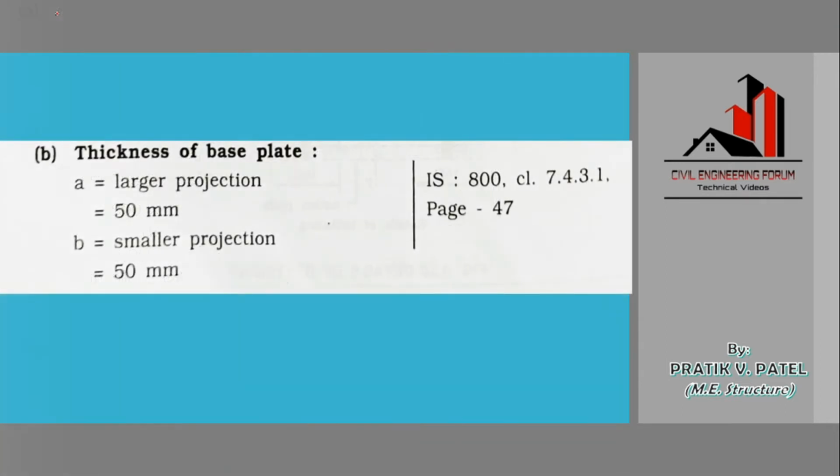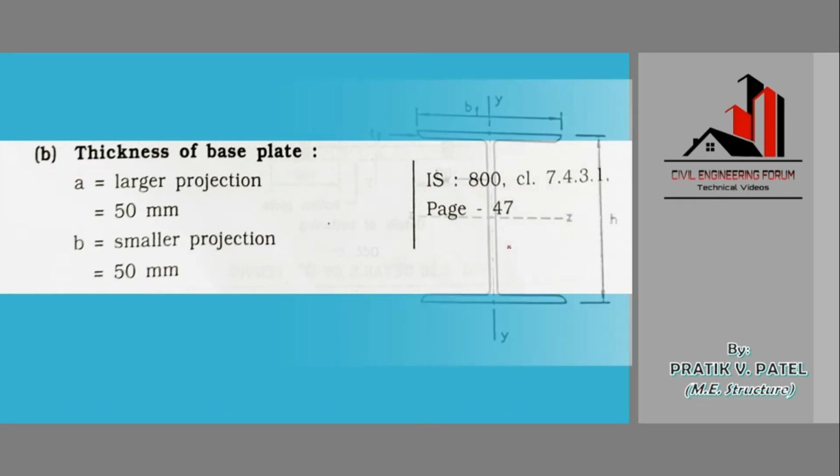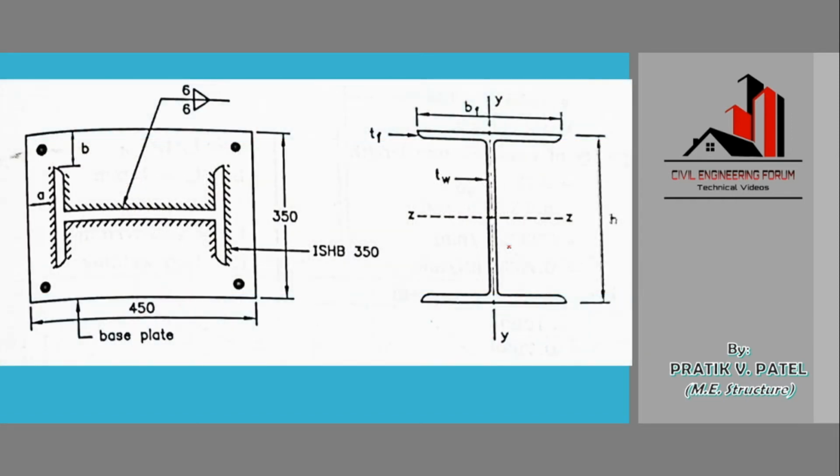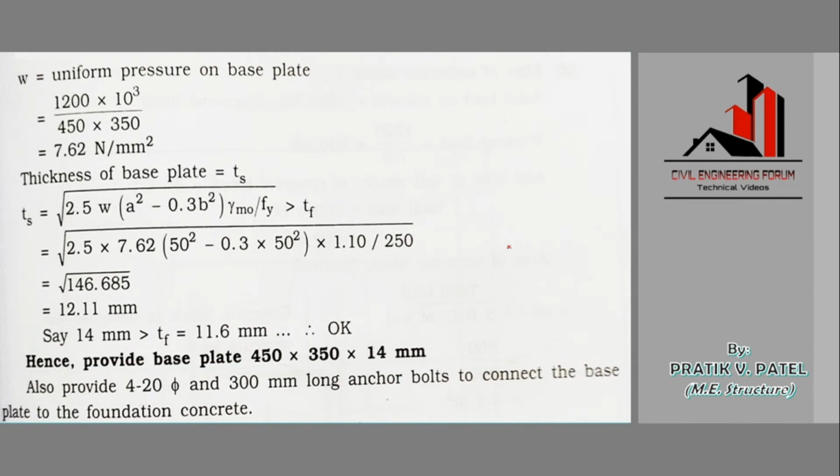Then, moving further, our next task is to fix the thickness of the base plate. As we just saw the formula in the design criteria for the base plate in Slab Base Foundation, it is given on page number 47, IS 800 clause 7.4.3.1, where both the projections A and B are taken as 50 mm. Here is the figure, but we'll understand this later. We'll continue with the example.